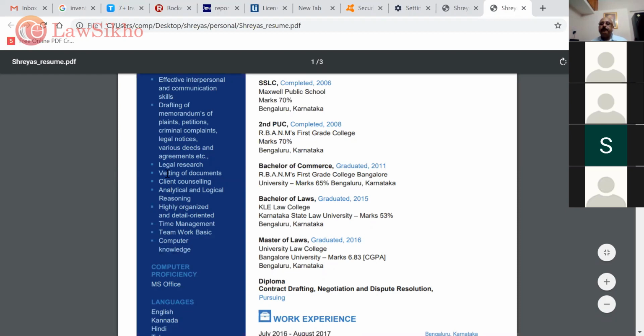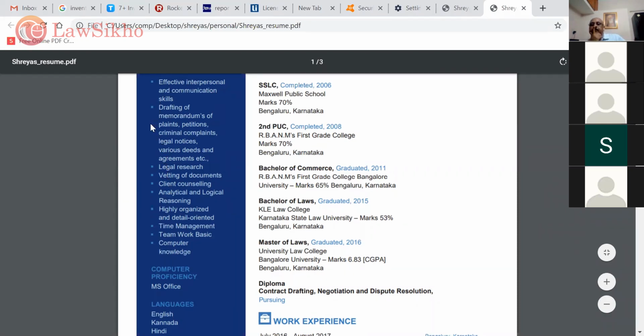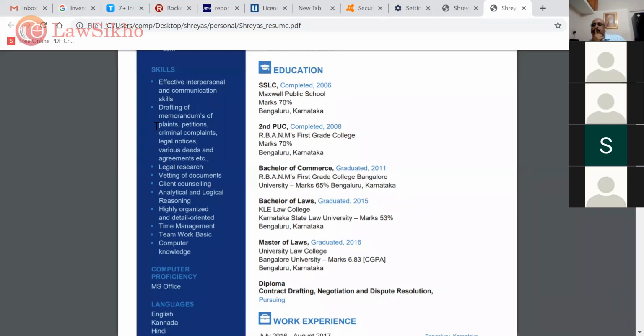So some of these, and now look at something else. Drafting of memorandums of plaints, petitions, criminal complaints, legal notices, various deeds and agreements. So some things are highly specific and relevant to a practitioner's area of work, whereas other things, like computer knowledge, that is usually for an office boy or an admin executive job. Or analytical and logical reasoning, this is for a very, very fresher basic position.